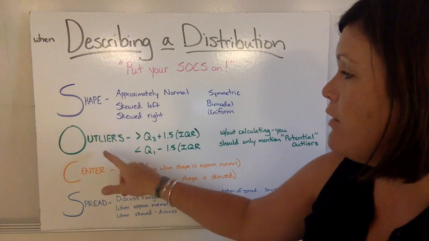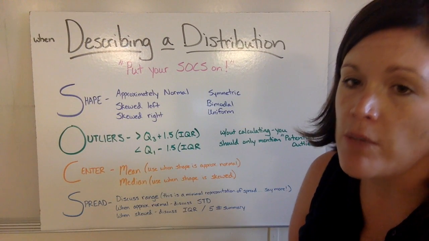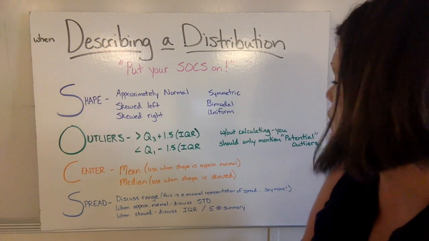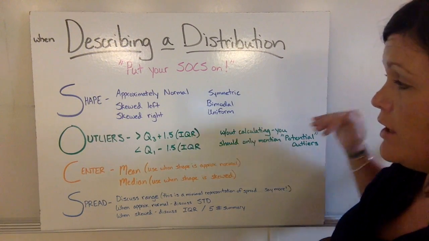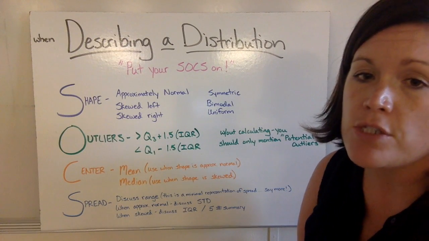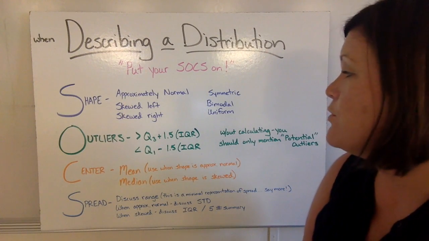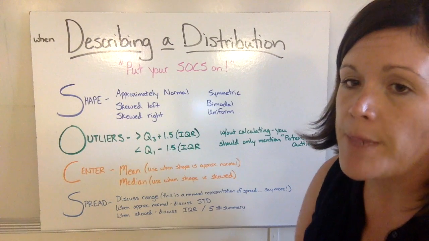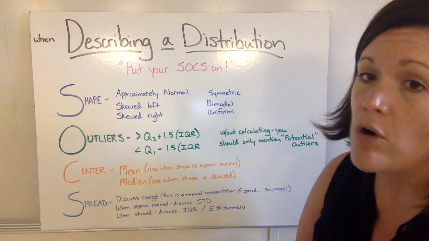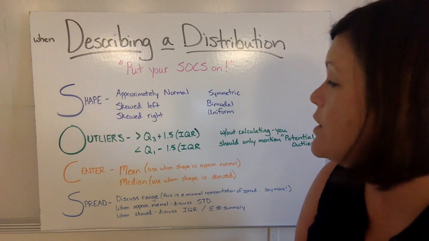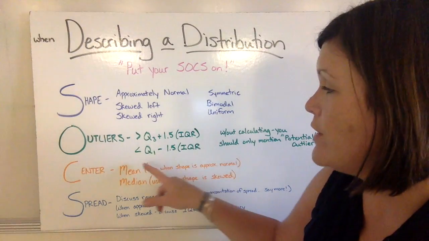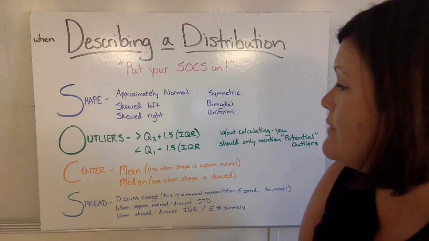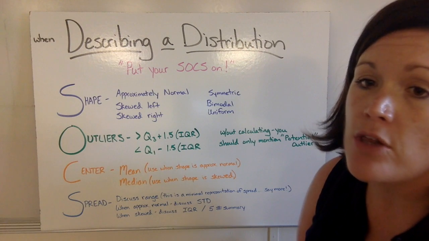And then for outliers, outliers is one of those tricky words where you don't want to use it unless you're certain that something is an outlier. You want to call it a potential outlier unless you can perform the calculation to prove that it's an outlier. To prove it's an outlier, any number that's greater than your quartile 3 plus 1.5 times the IQR, which is the Q3 minus the Q1, would be considered an outlier, and anything less than the first quartile minus 1.5 times the IQR would be considered a lower outlier.